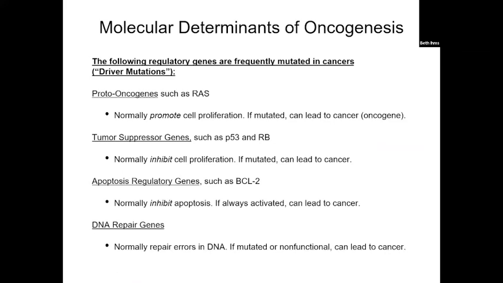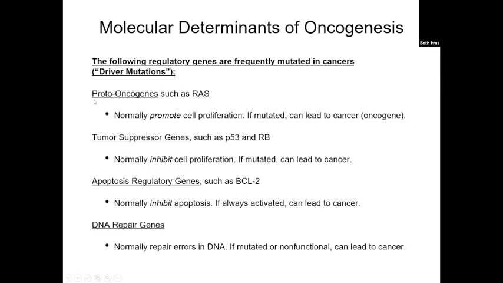Okay, so we're back to these determinants of oncogenesis. These are all those regulatory genes I mentioned that are frequently mutated in cancer. So initiation, or sorry, neoplastic transformation starts with a mutation. It's usually in one of these four classes of genes. Mutations in these genes cause cancer.